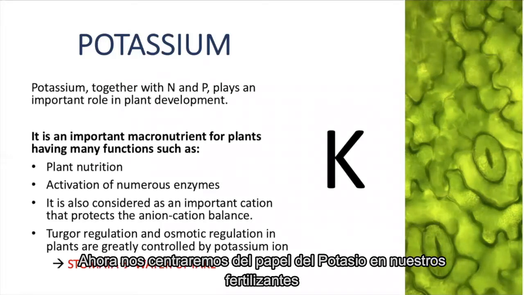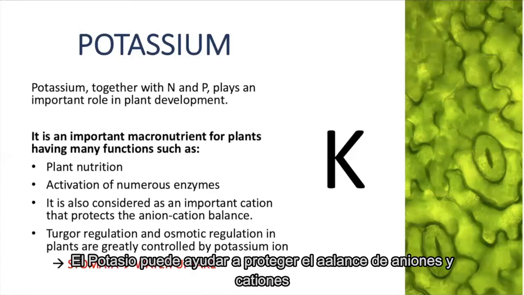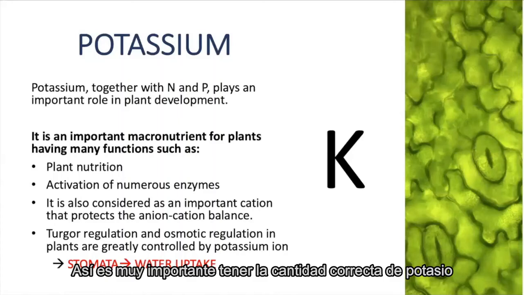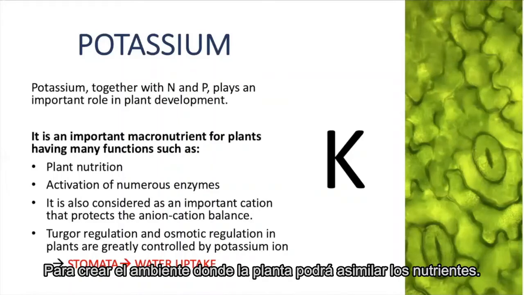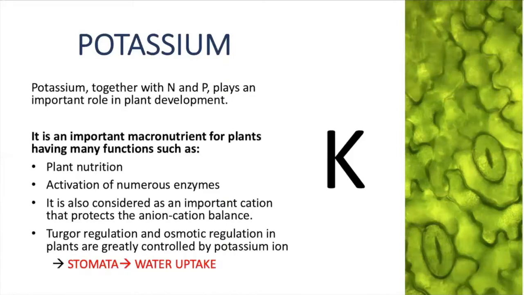And now focusing on the role of potassium in our fertilizers. Potassium can help to maintain an ion and cation balance. So it's very important to have the correct amount of potassium in order to create the environment for the plant to take up the nutrients.